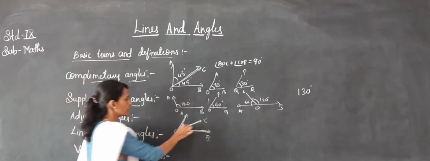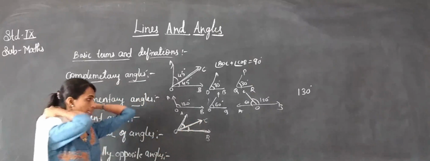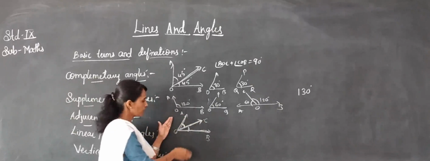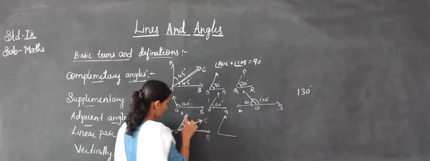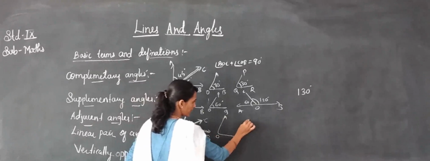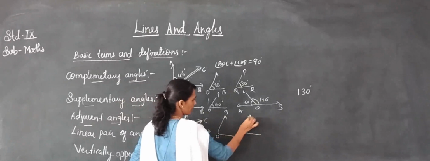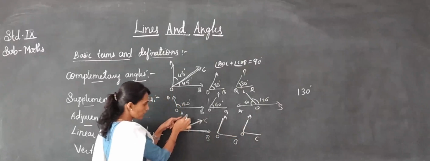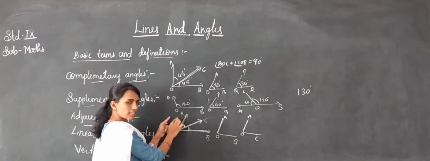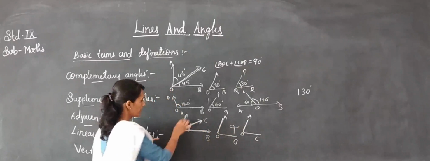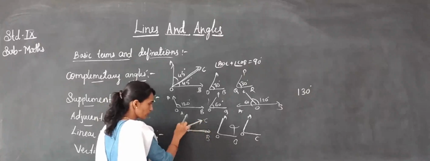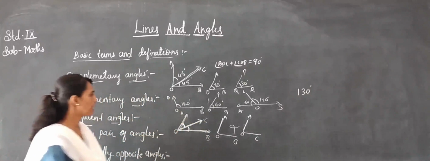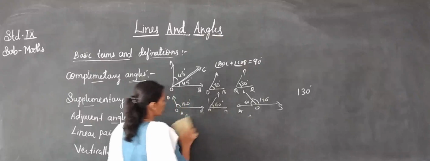These two have at least a common side, but that side has to lie in between, not on the side. So here, if you consider angle AOB and angle AOC, AO is common for both, but this AO line does not lie in the middle, it becomes a side. So these two are not adjacent here. Angle AOC and angle COB, both angles are adjacent here. Whatever the common side is, it has to lie in the middle only.